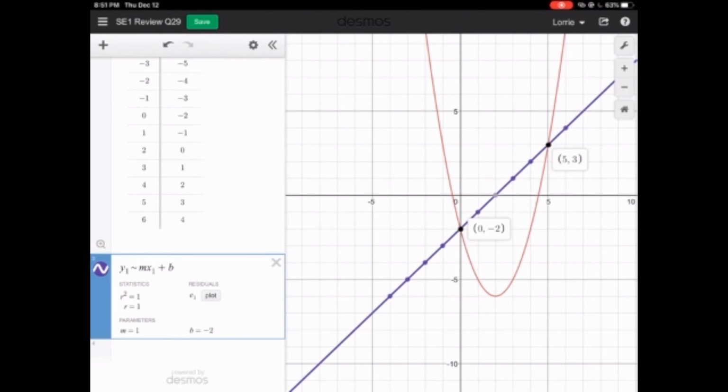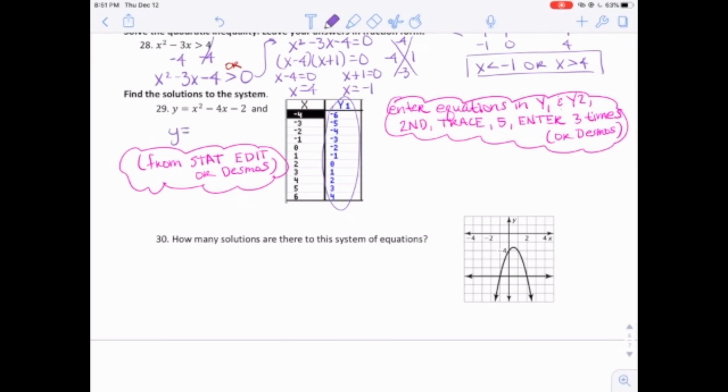So our equation from our table is that y is equal to x minus 2, because m is 1 and b is -2. And our solutions are, as I said, 0, -2, and 5, 3. Y is equal to x minus 2. That was the table in the form of an equation. Our solutions, or the places where those two graphs cross, are at 0, -2, and at 5, 3. So we had two solutions because we had two crossings. That becomes important for this next problem.